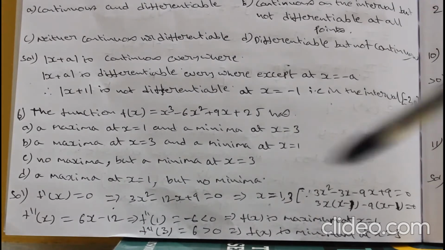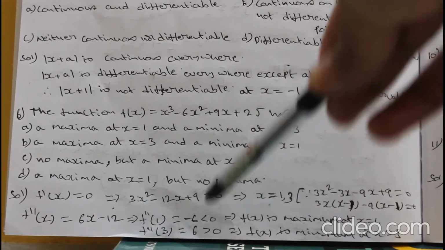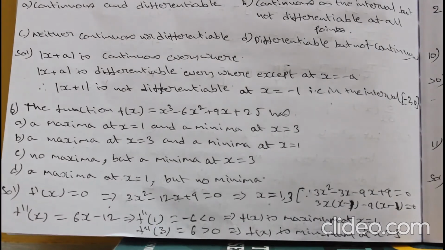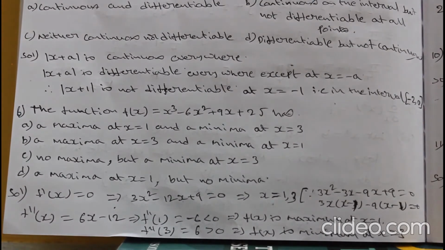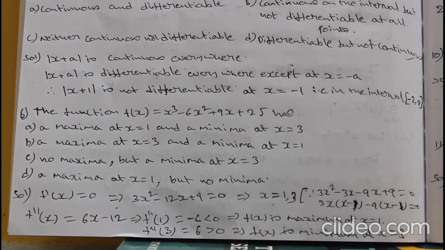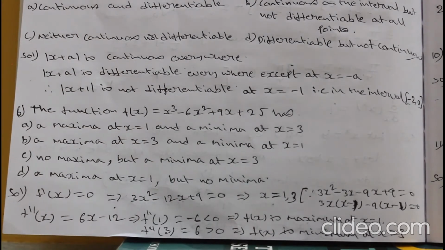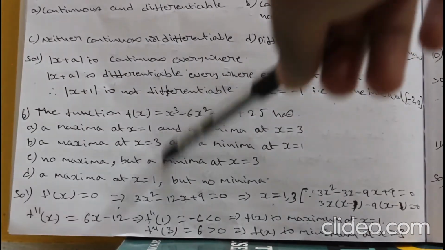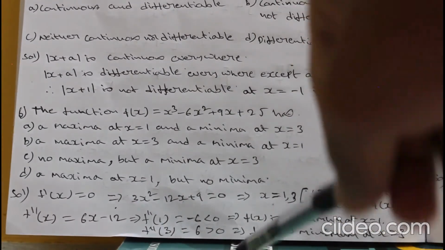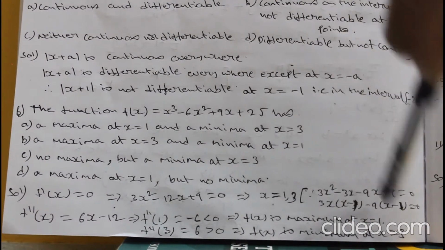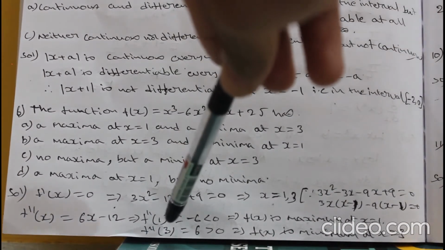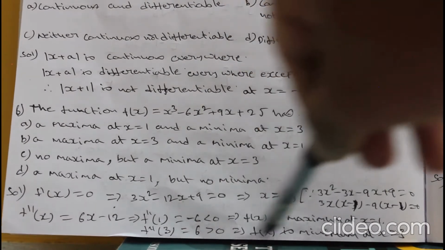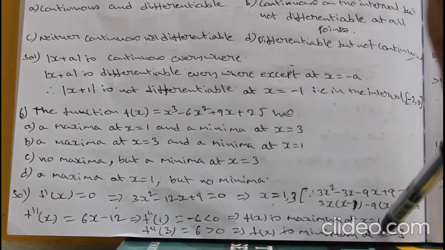Friends, this is very common. This is the point you have to remember. If you get f double dash of x less than 0, then that will be a maximum value at that x value. If you get f double dash of x greater than 0, then that will be a minimum at that point of x. So here minus 6 we got, so less than 0. So f of x is maximum at x is equal to 1.